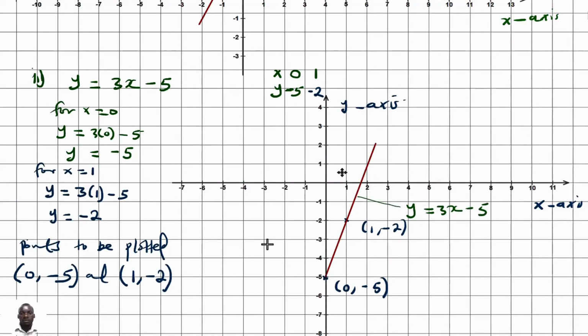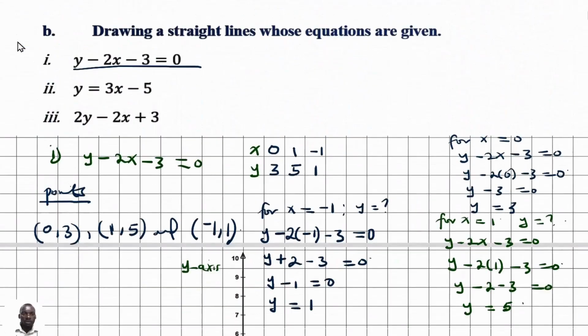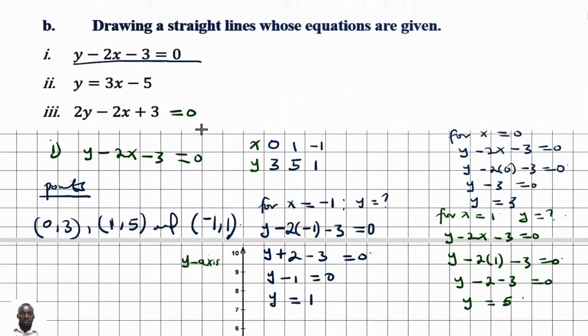Let us go to Roman numeral 3. Still the same way, our equation is 2y minus 2x plus 3, and this must be something here, maybe equals 0. Yeah, that is a point of correction. And try out Roman numeral 3.